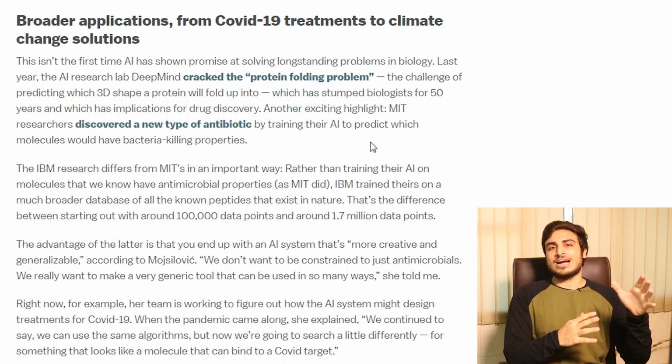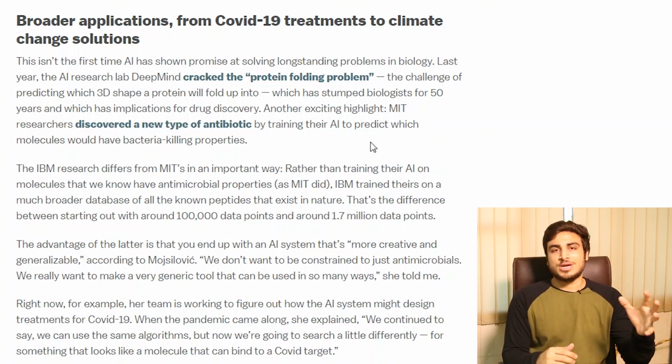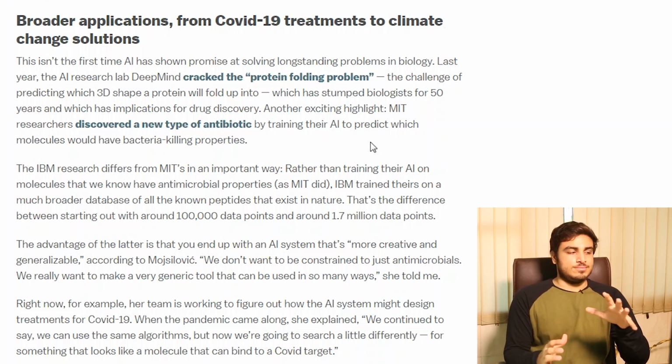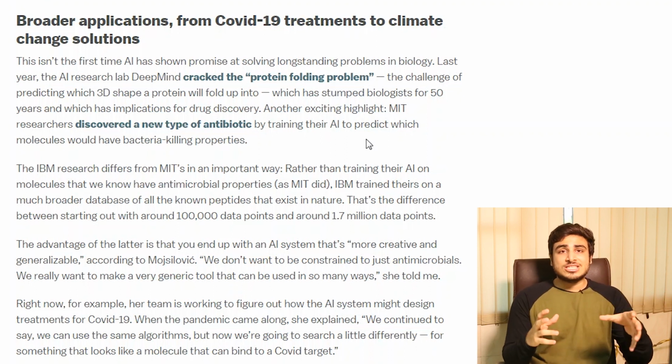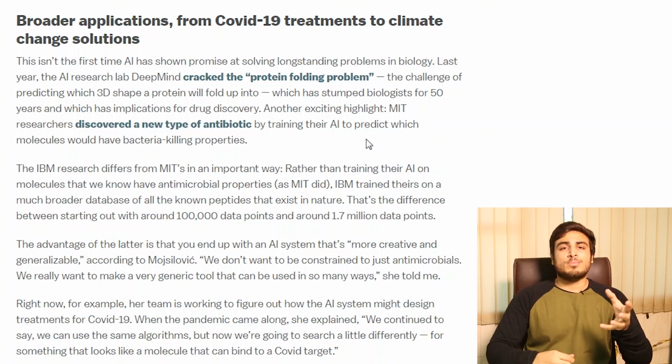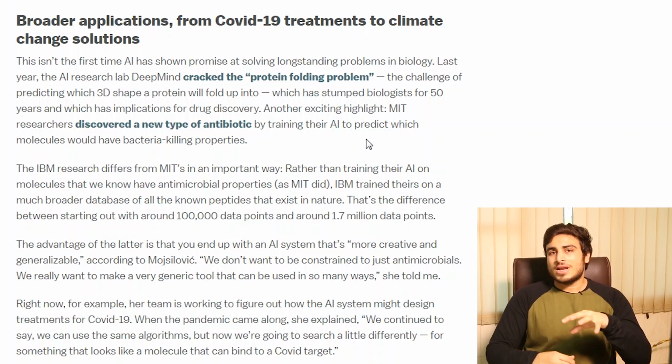By training this artificial intelligence, we can have it predict which molecules have antibacterial or antimicrobial properties. Other implications include climate change solutions, so that we can create a particular molecule or particle which is comparable to plastic in usage, but is not as harmful as plastic to the environment.